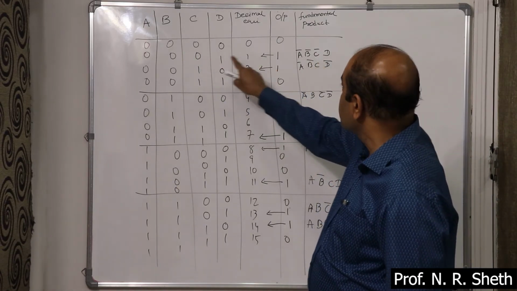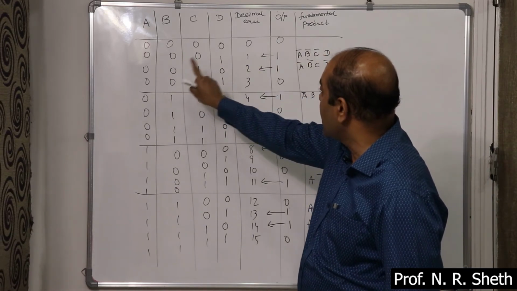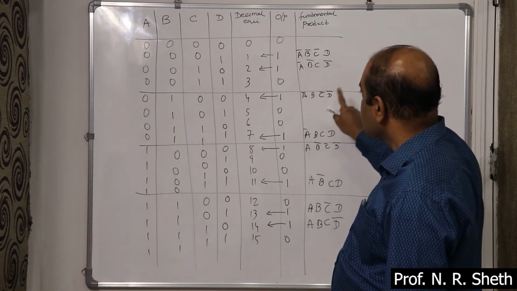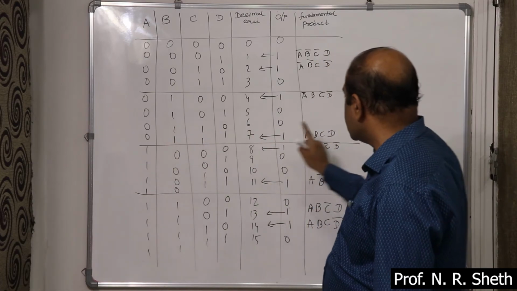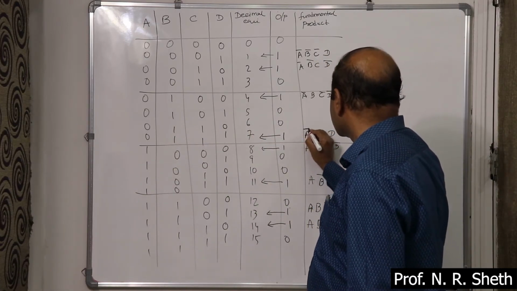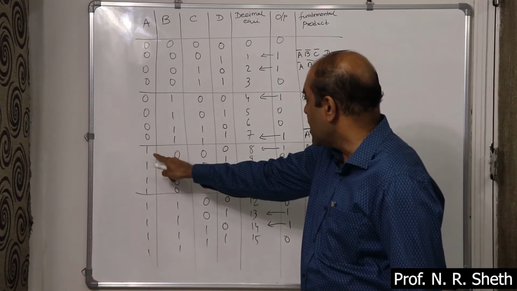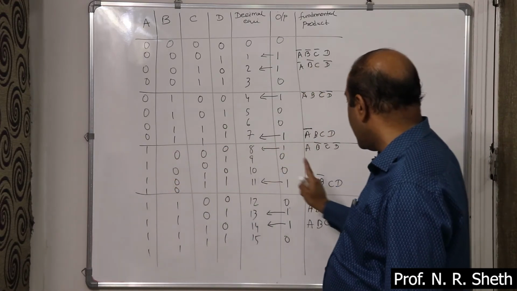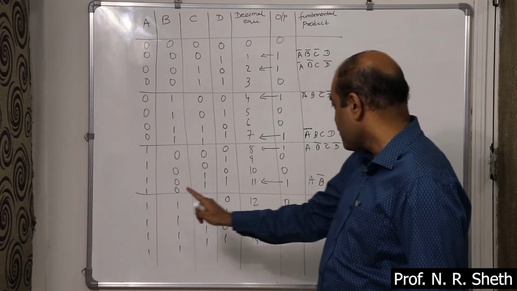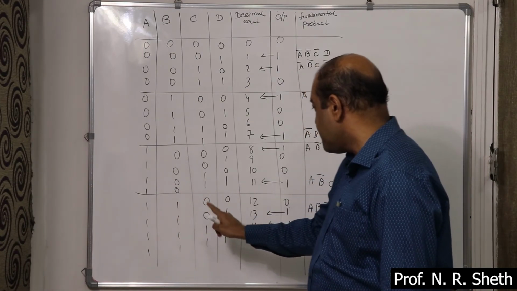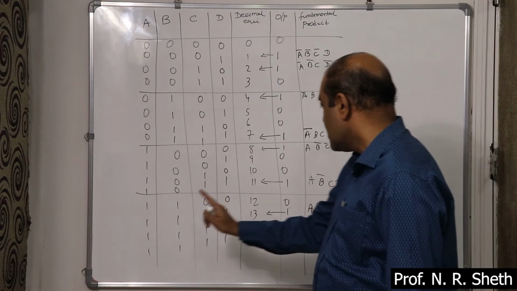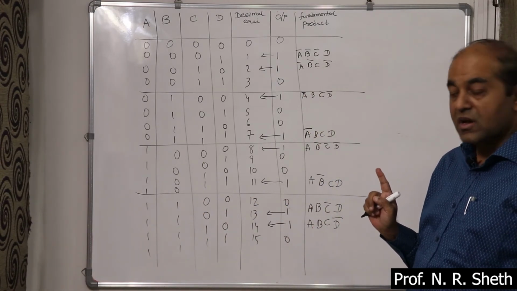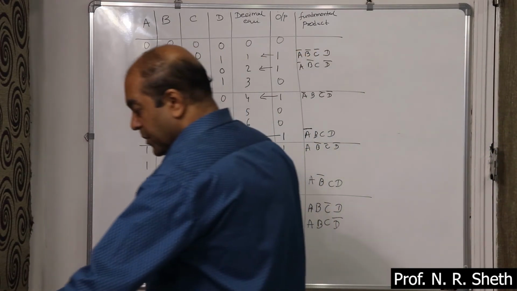A bar, B bar, C bar, D. A bar, B bar, C, D bar. A bar, B, C bar, D bar. A bar, B, C, D. A, B bar, C bar, D bar. A, B bar, C, D. 13, A, B, C bar, D. A, B, C, D bar. These 8 entries are present. Now you have to prepare your K-map.